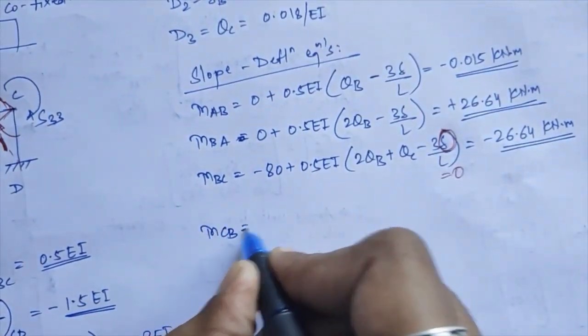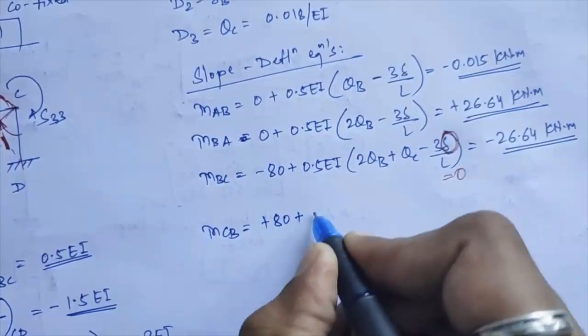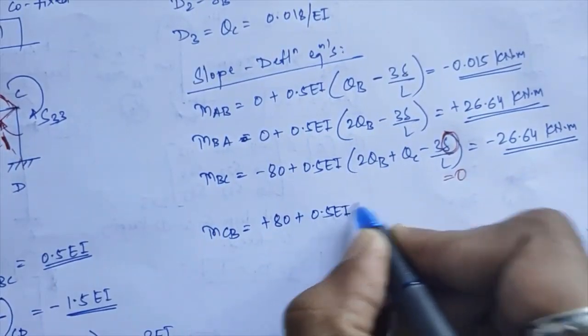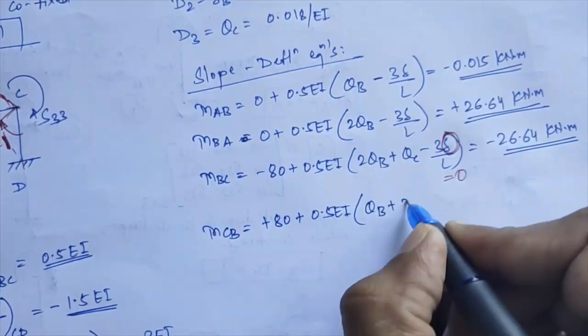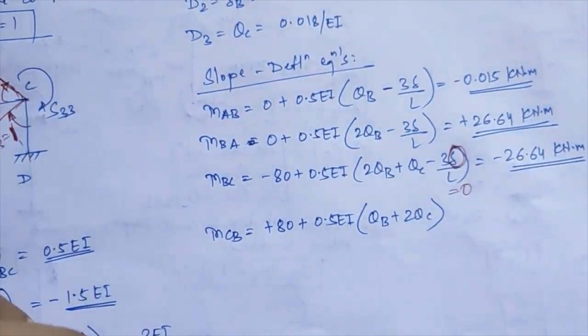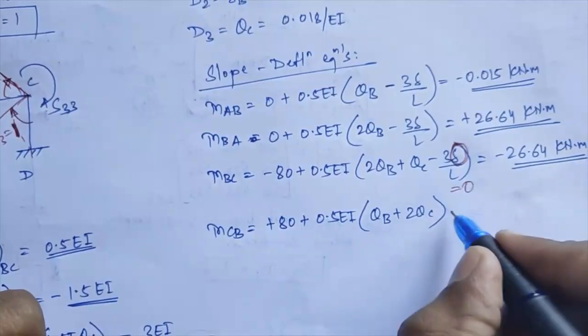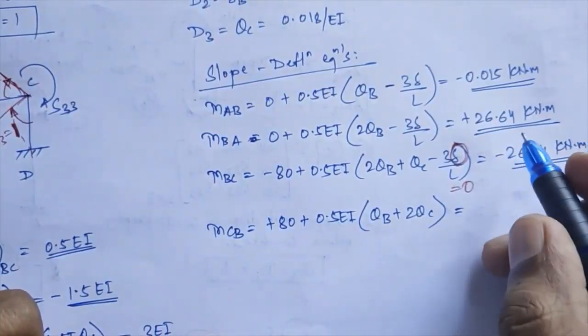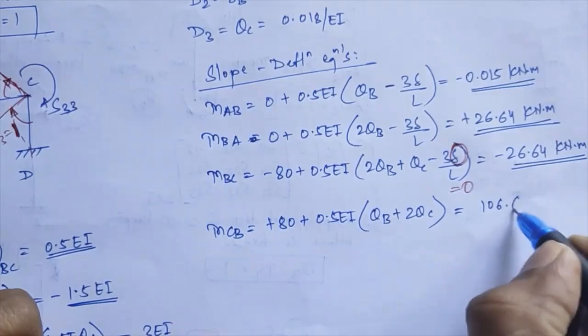Next is your MCB, which I am getting as MFCB plus 80 plus 0.5 EI theta B plus 2 times theta C. Here I will not write delta. Why? Because I have to consider it as 0. Okay, so this I have got as 106.68.